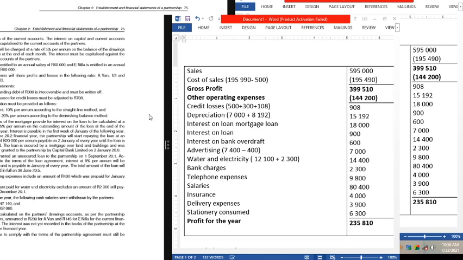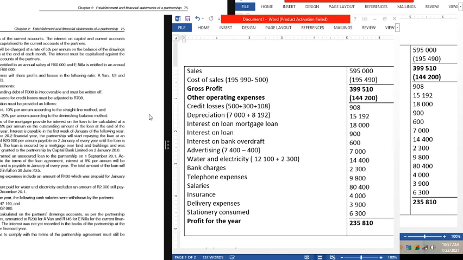For example, the straight line method. The straight line method is the easiest because you just take the cost of the depreciable asset. For instance, here it's equipment. You take the cost of equipment, and then you multiply by the percentage, and you get your answer. You always take the cost and multiply by the percentage given to you.